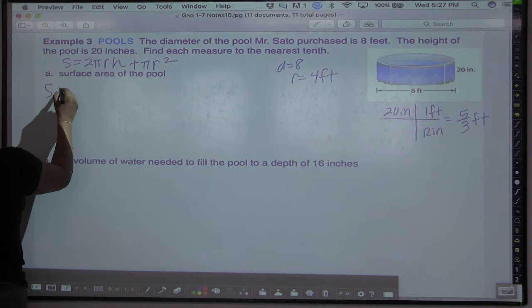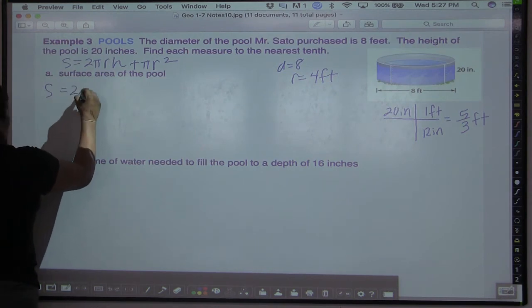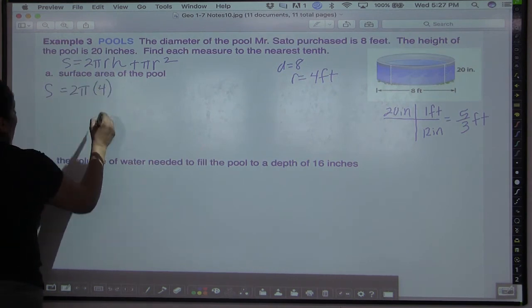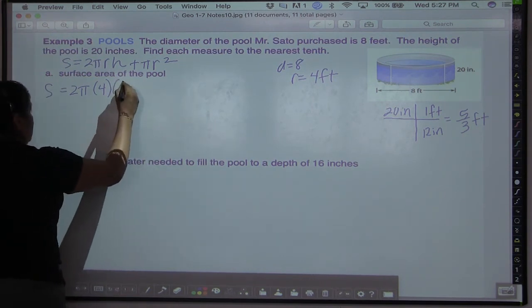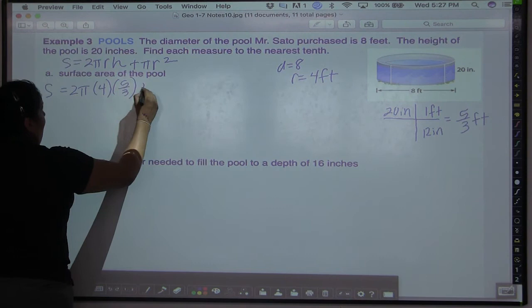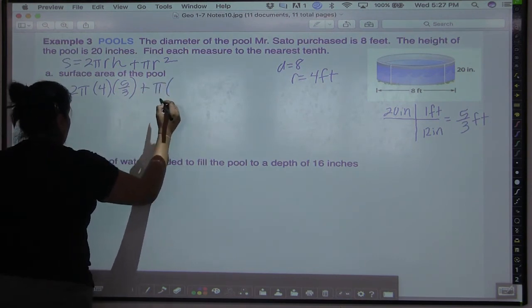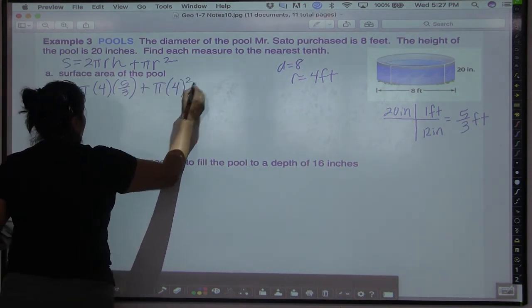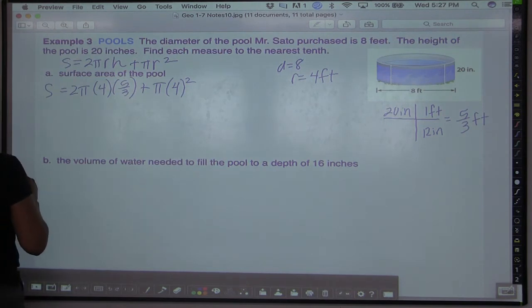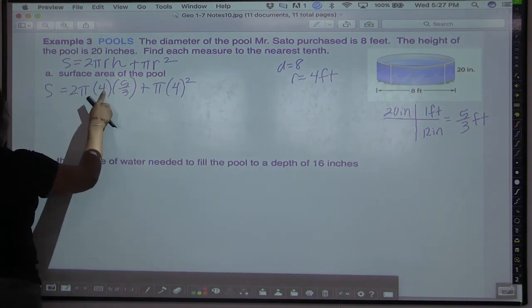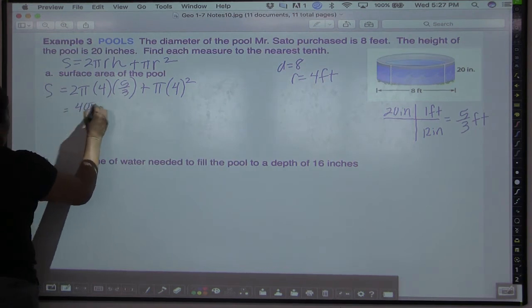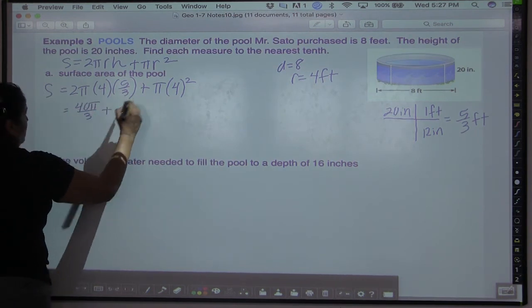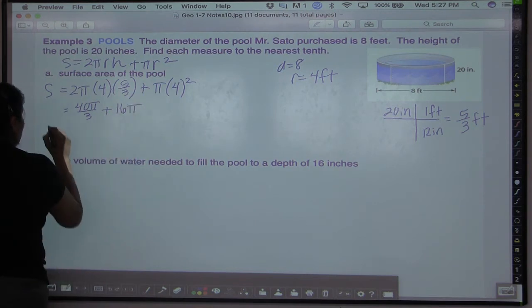So surface equals 2 pi, radius is 4, and the height, which was 20 inches, but we're actually going to use 5/3. And then plus pi, r is 4 again, squared. So when we break that down, you're going to get 5 times 4 is 20, 20 times 2 is 40. You actually get 40 pi over 3 plus 4 squared is 16 pi.